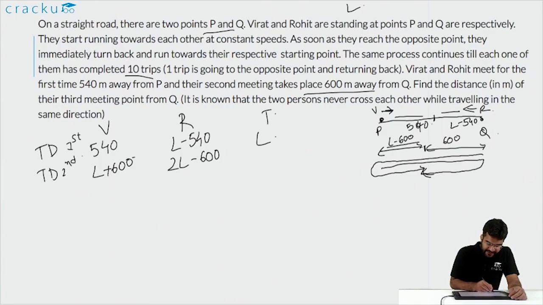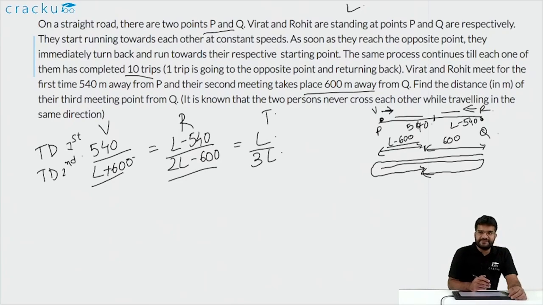And the total distance travelled by both of them will be 3L. That is because the total distance travelled by them will be 3 rounds, which is actually equal to L plus 600 plus 2L minus 600. Now what we should consider is each of these ratios will remain the same. That is 540 by L plus 600 is equal to L minus 540 by 2L minus 600 is equal to L by 3L. That is because their speeds are constant.